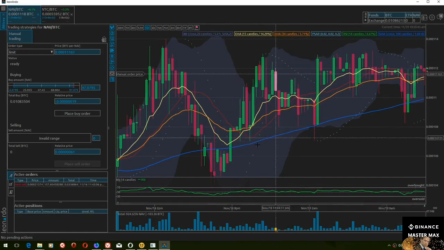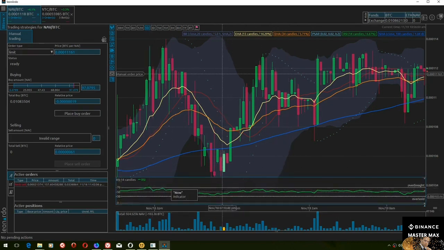Now, the graph is a little bit busy because I have 6 indicators turned on, just to help me strategize and decide on my trades. I have the RSI indicator, which is a good indicator to decide when to buy or to sell.